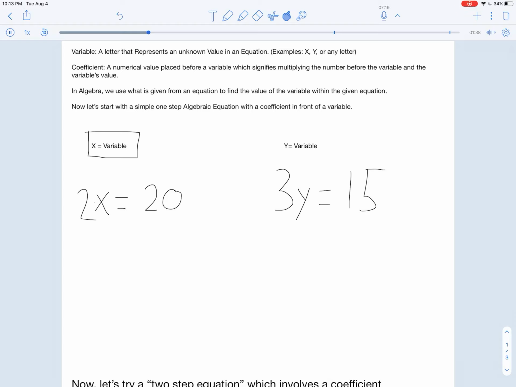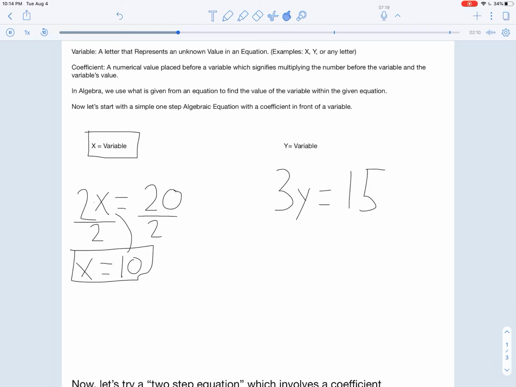So, what we do is we take the inverse of multiplication, which is division, and we divide 2 by both sides. 20 divided by 2, x is equal to 10. Now, the nice part about a question like this is we can easily check it. We can plug in 10 for x and do 2 times 10 is equal to 20. And that way we know we're correct.